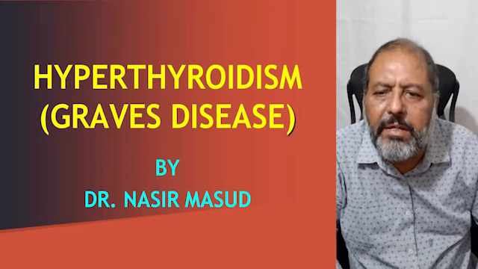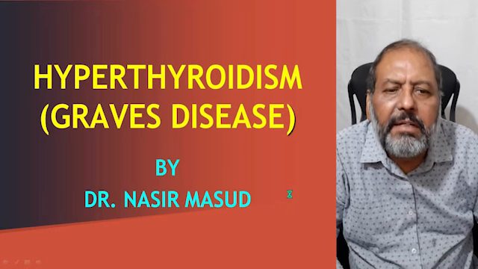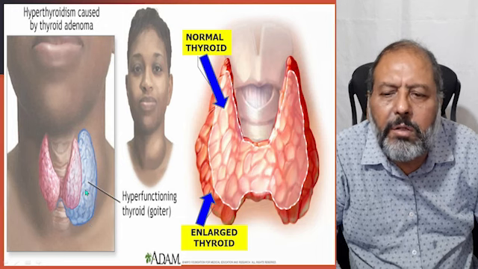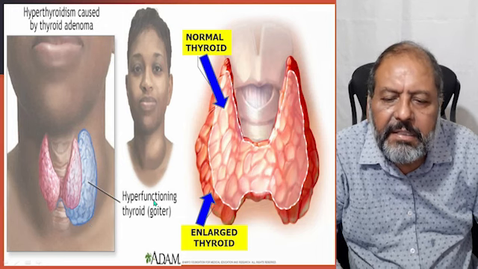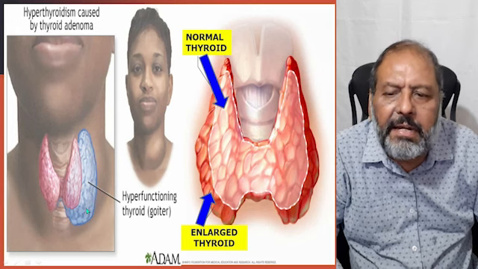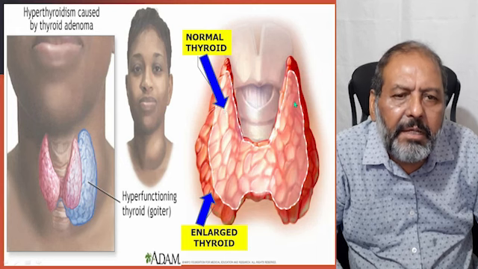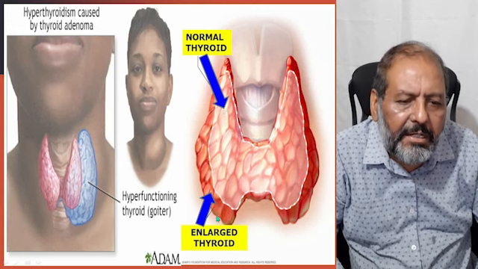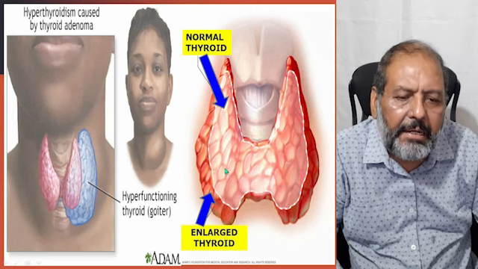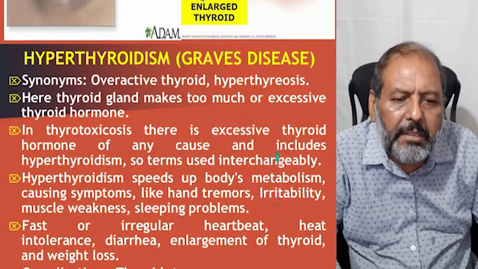The topic of today is hyperthyroidism, and it is also called Graves disease. If you look at this diagram, that is the thyroid gland, a hyperfunctioning thyroid gland, and a large thyroid gland is called goiter. Here is the normal thyroid gland size, and here you see the enlarged thyroid gland, which is definitely larger than the normal thyroid gland.